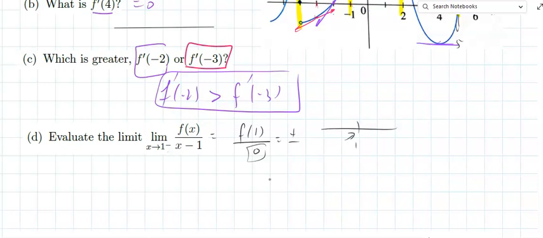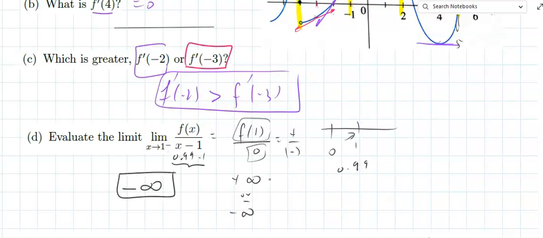You want to know if this is positive or negative. If I pick a point to the left of 1, say 0.99. If I put 0.99 minus 1, I know the answer is either positive infinity or negative infinity, because any number over 0 other than 0, you get positive or minus infinity. We know that from the limit section. I want to know, is it positive or negative? 0.99 minus 1 is negative. Positive over a negative. The answer is negative infinity in this case.